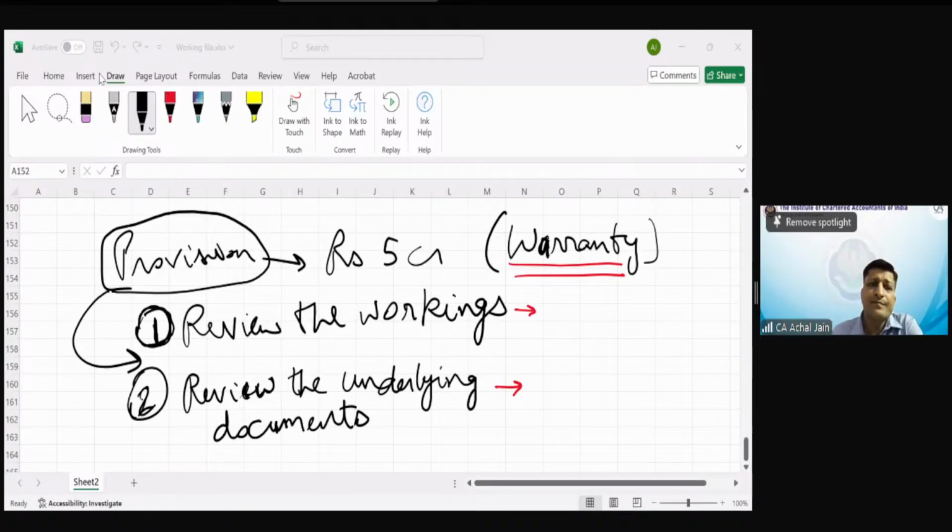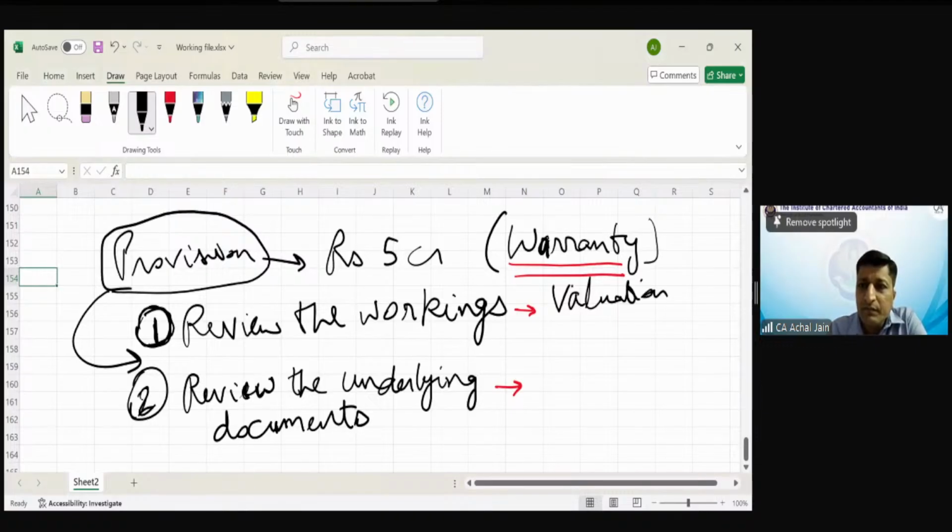Anyone else? Okay, so let's try to understand. When you look at the workings, of course, through the workings you are trying to get comfort on the amount. There's no doubt about it. So valuation should definitely be one of the assertions here.